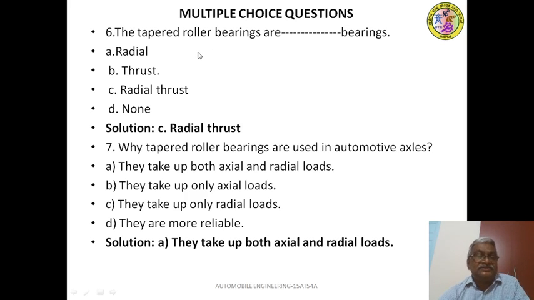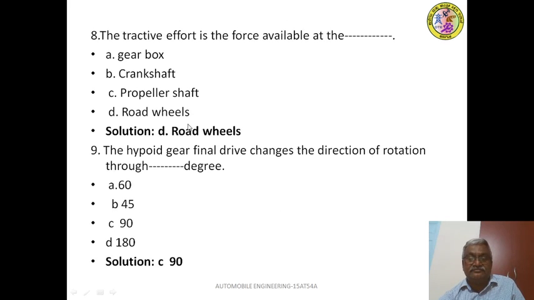Next, multiple choice questions. The tapered roller bearings are radial thrust bearings because they are subjected to radial force as well as axial force. Why are tapered roller bearings used in automotive as well? This is the same type of question. They take up both axial and radial loads. The tractive effort is the force available at the road wheels. It is not the force at the gearbox or crankshaft or propeller shaft. It is the force available at the road wheels.